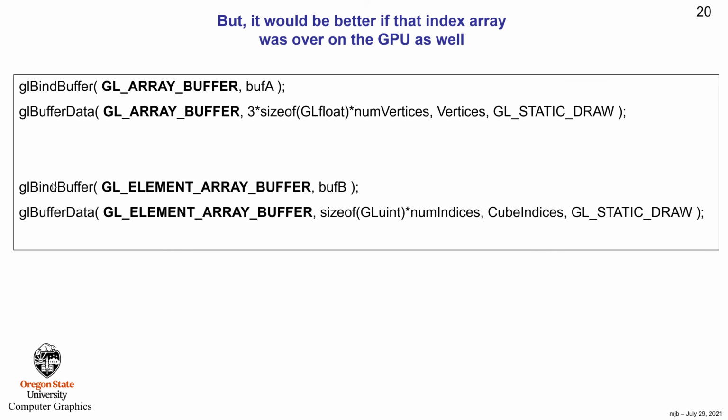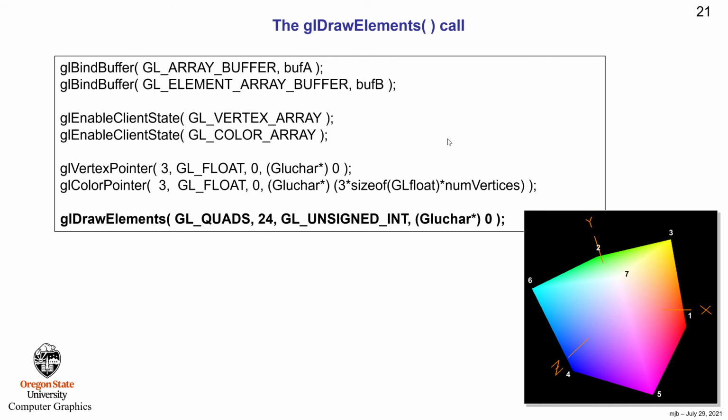Okay, we put the indices over in a table. The array buffer is vertices, colors, normals, S and T. The element array buffer is the index or the integer table, and we call draw elements. And again, we don't have to point to any data. The data is living on the first docking port and the second docking port. So draw elements is what you do if you've got the index table.